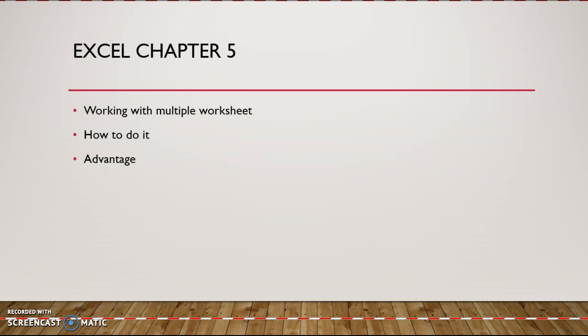In Excel Chapter 5, we learn how to work with multiple worksheets. Well, first you just have to right click on the worksheet and then select All Tab Sheet. So you'll be able to work on all the sheets at the same time. So if you have to do a couple of similar things on every page, it's a big advantage.